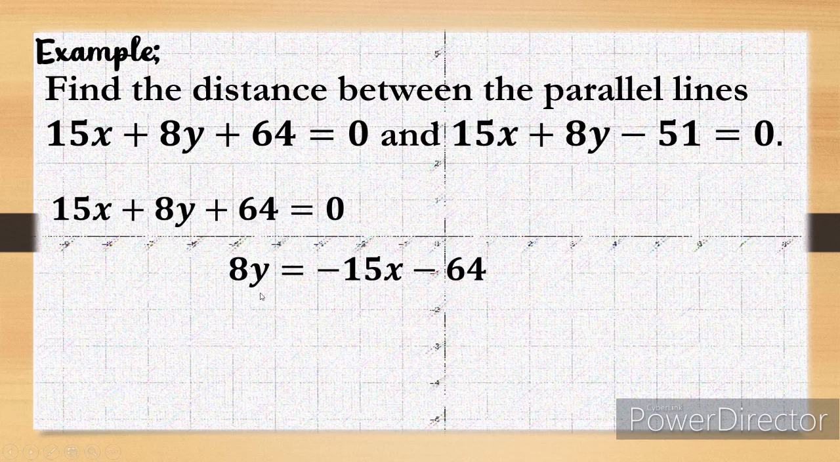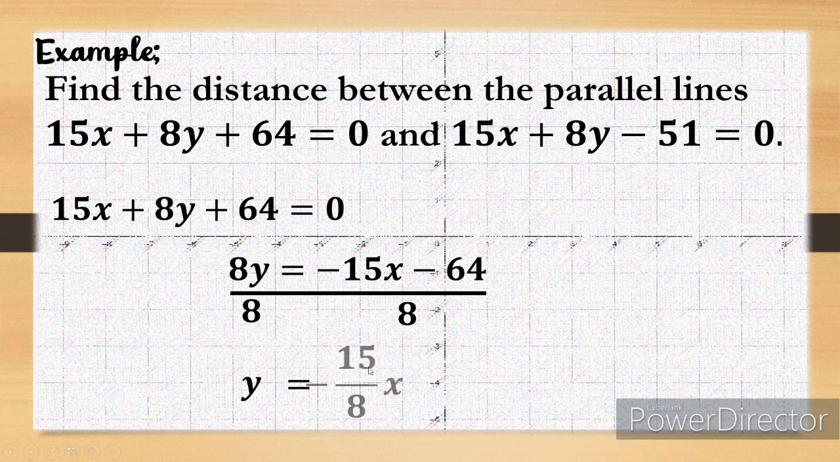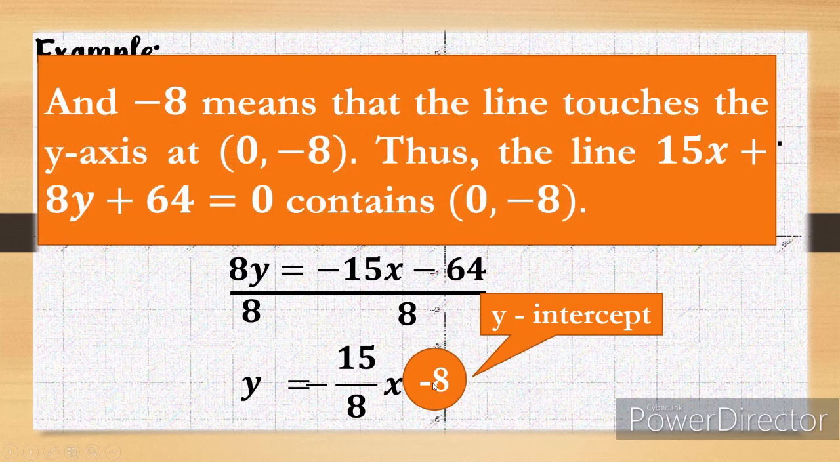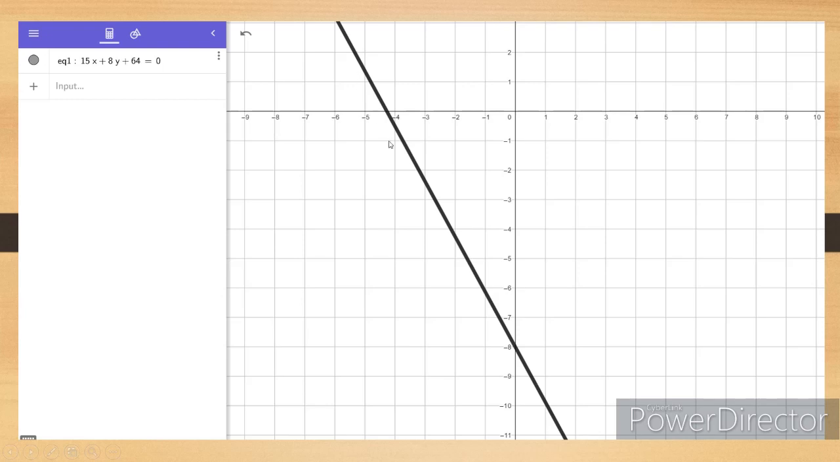Then, divide both sides by 8. So, we have y equals negative 15 over 8 x minus 8. So, ibig sabihin, the y-intercept of this line is negative 8. This is the y-intercept. Meaning, this line contains 0, negative 8. Okay, this is the line of 15x plus 8y plus 64 equals 0. And kagaya ng nasolve natin, its y-intercept is negative 8. Meaning, this line passes through the point 0, negative 8.